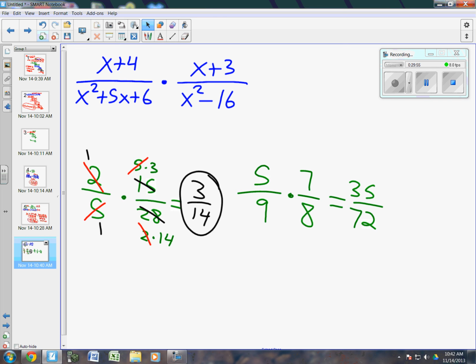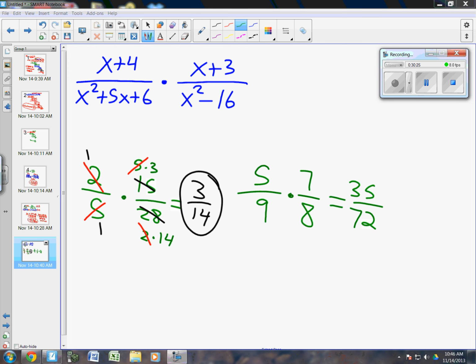So right here, notice, multiplying x squared plus 5x plus 6 by x squared minus 16, that looks like a lot of work. But I see some stuff. If we factor x squared plus 5x plus 6 and we factor x squared minus 16, we're going to be able to cancel like we did on this one. So I want you guys to factor these two and see what you can cancel out and then multiply the rest together, okay? Go ahead.